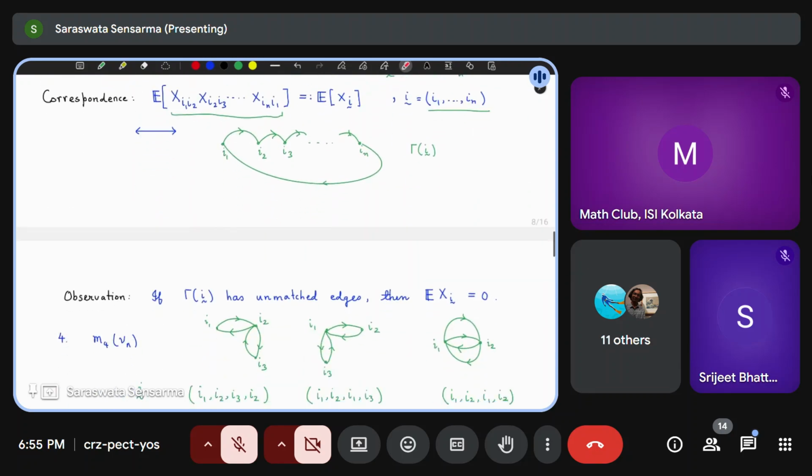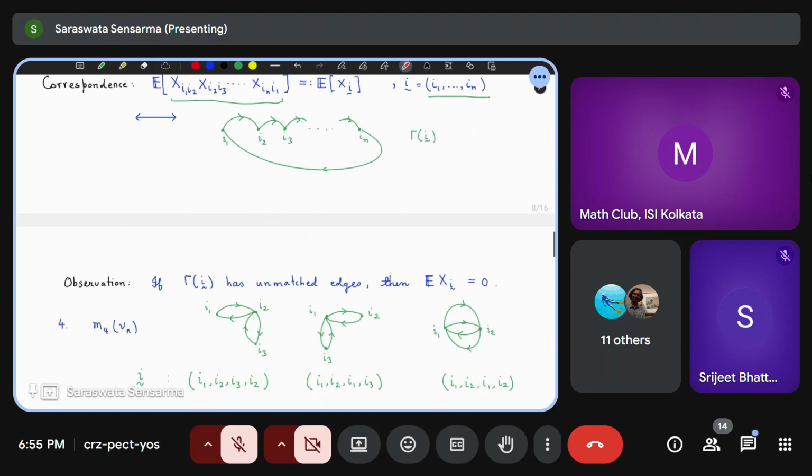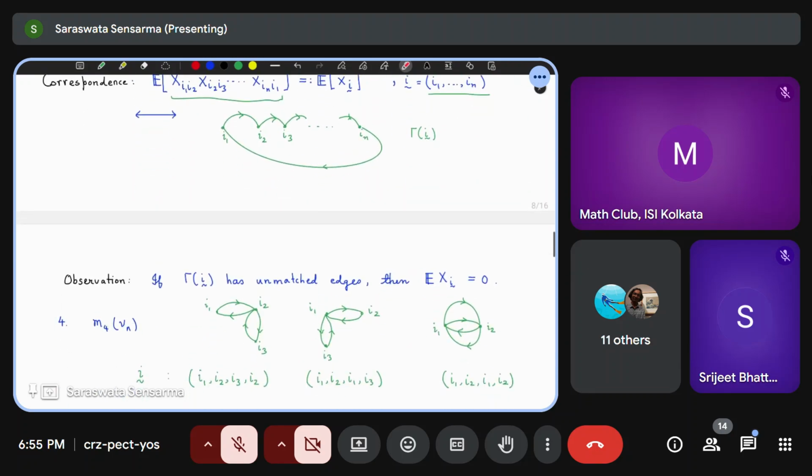So we can note this as an observation: if the graph γ_ĩ has unmatched edges, then the expectation of x_ĩ is 0, because x_ĩ will have an isolated term which will not be squared or cubed, and by independence that would just come out and the expectation of that would be 0.